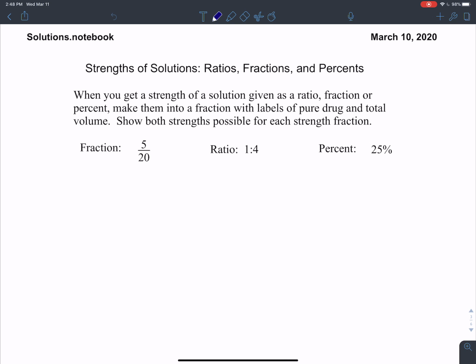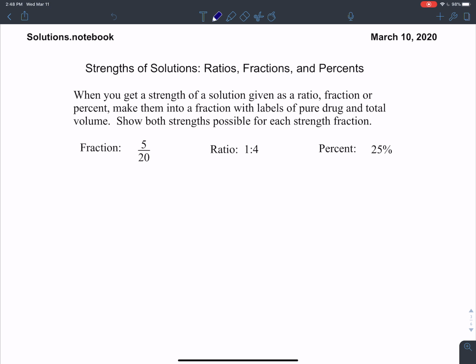We're going to look at strengths of solutions. We can write the strength of a solution as a ratio, a fraction, or as a percent. So in this example, we're going to make them into fractions with labels of pure drug and total volume, and we're going to show all the strengths possible for each strength of the fraction.